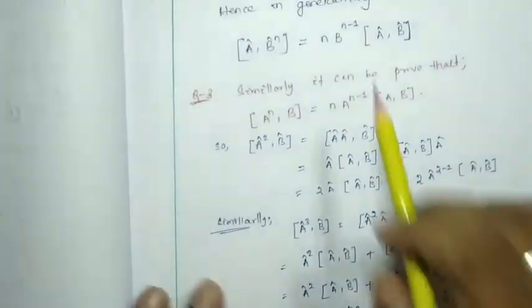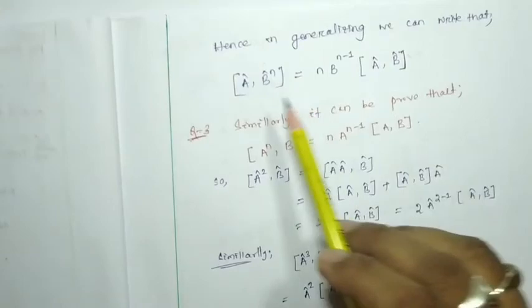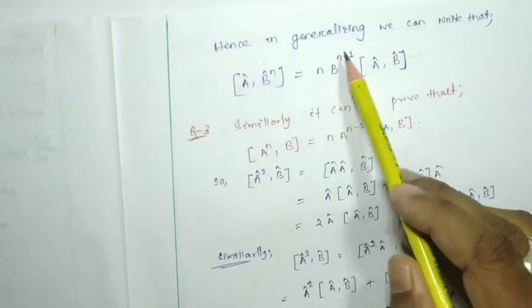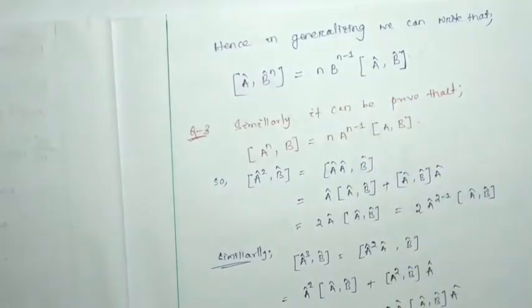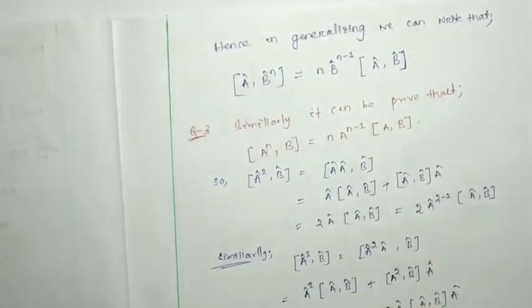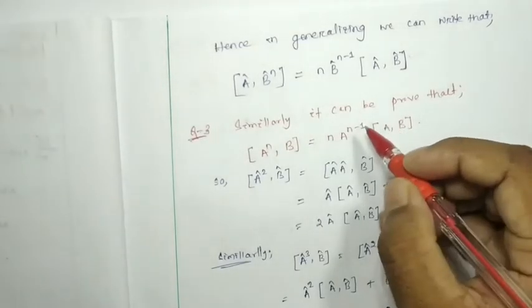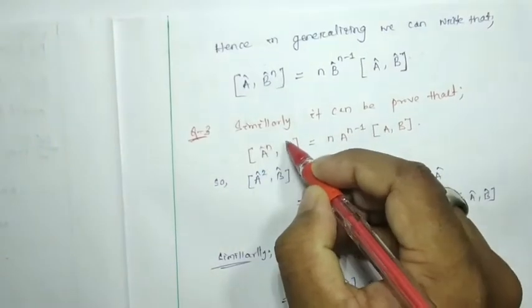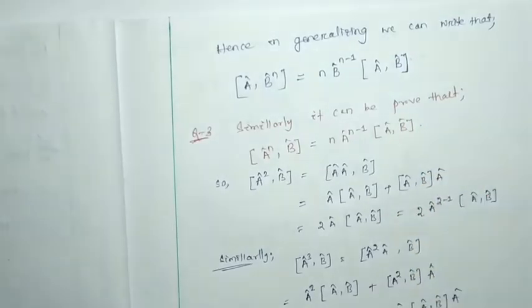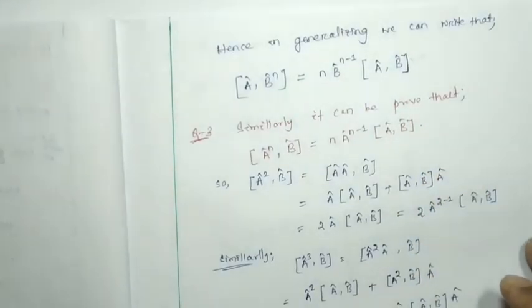So hence, in generalizing, we can write [A cap, B cap to the power n] commutation will be n B cap to the power n minus 1 and [A cap, B cap] commutation. So here the operator symbol should have to be given properly. Here I forgot, but the operator symbol should have to be there, should not be missed.